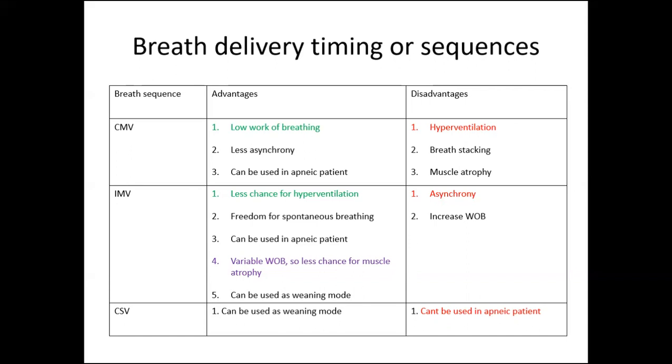In CSV, it is mainly a weaning mode. You cannot start in a paralyzed or apneic patient. That's the main disadvantage for this. CSV is a weaning mode. You cannot start it ahead during ventilation, because at the start of ventilation you're going to paralyze the patient for putting the ET tube. You cannot straight away put them on CSV. So you start with CMV. Once the child has woken up, you switch over to IMV. Once the child is fully awake and you have already weaned off the pressures, you can switch over to CSV. This is what you will follow.